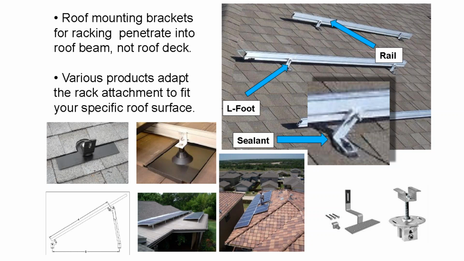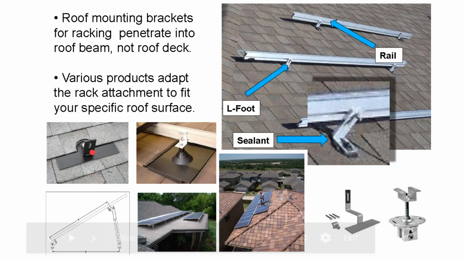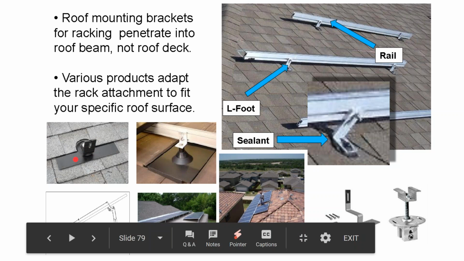So the basic way that solar is attached to the roof is through this system of solar rail and brackets that are called L-feet. And 10 years ago, integrated L-feet with flashing did not exist. But today, the standard way to do it is to get an L-foot bracket and mount it to some flashing that slides underneath the shingle.